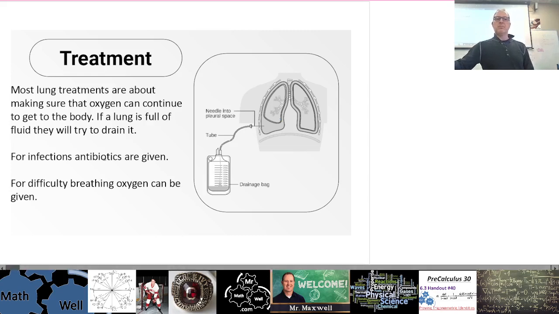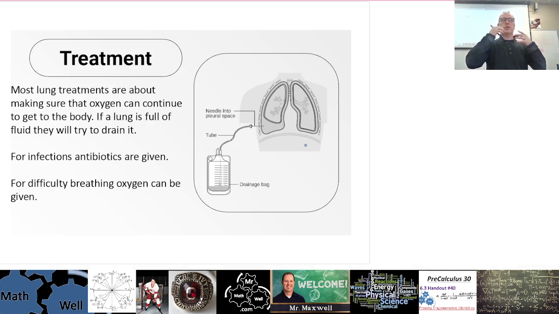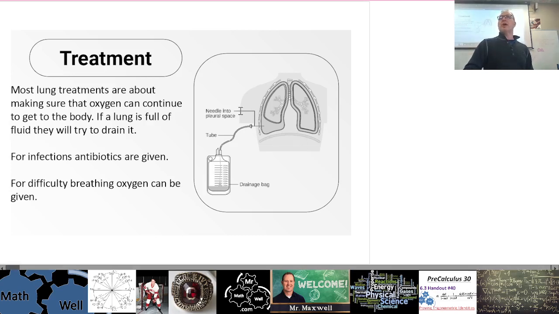For infections, antibiotics are given. For difficulty breathing, oxygen can be given as well. Sometimes you see people with the clear tube connected to their nose. They have the little prongs that go up the nose, and some of them carry an oxygen tank. If they're having trouble breathing or their body doesn't accept the oxygen very well, they need a higher dose of oxygen than is in the air. And sometimes they'll have a pure form of oxygen that they actually breathe in.